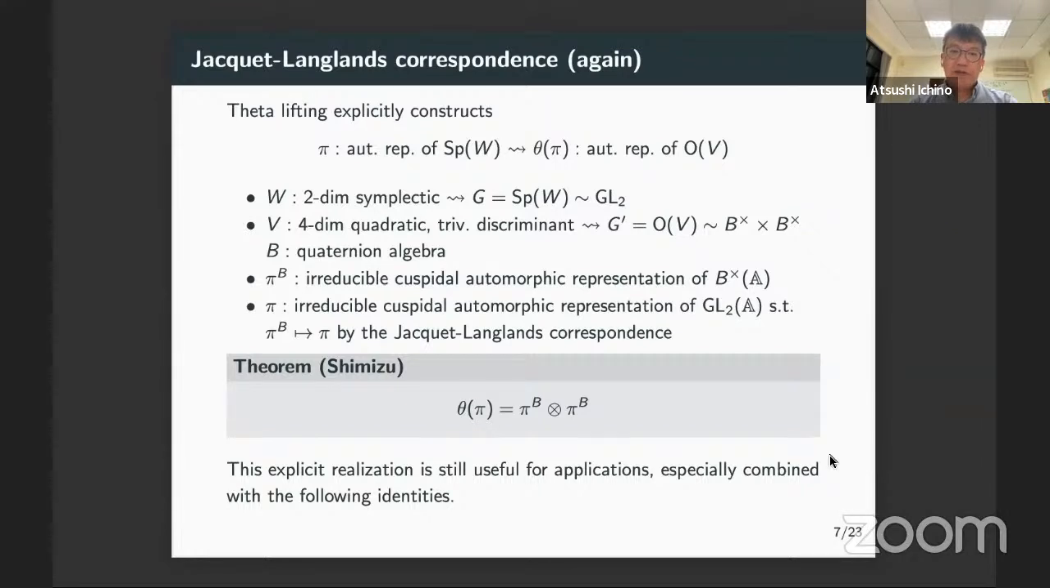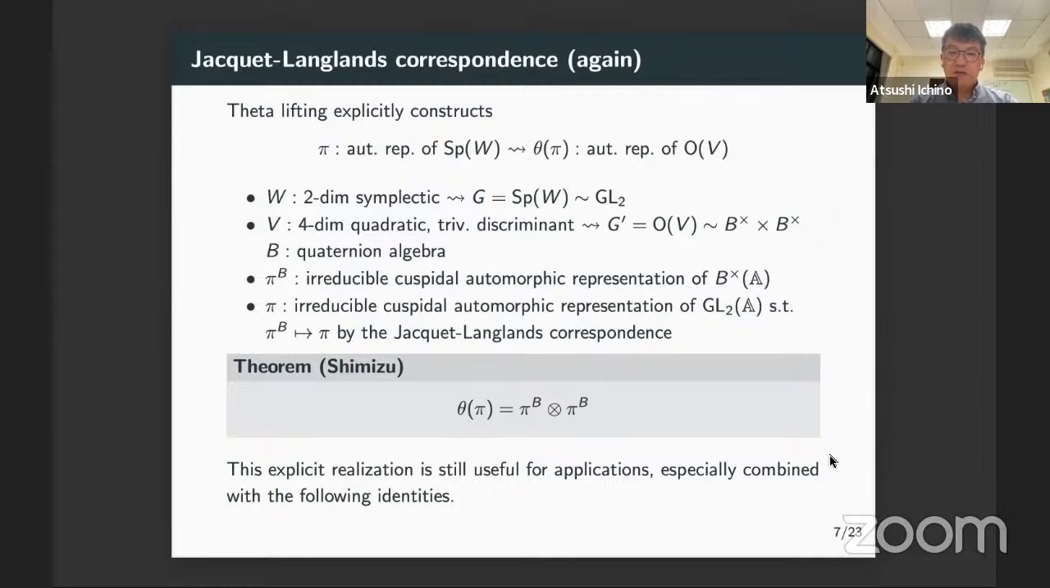Now take an automorphic representation pi_B of B cross, and let pi be an automorphic representation of GL2, which is obtained by the Jacquet-Langlands correspondence from pi_B. Then Shimizu proved that the theta lifting of pi, which is a representation of B cross times B cross, is equal to pi_B tensor pi_B. So in this way, the theta lifting realizes the Jacquet-Langlands correspondence. This is another proof of the Jacquet-Langlands correspondence, but the point is that we can realize it in an explicit way, and so this is very useful for application.